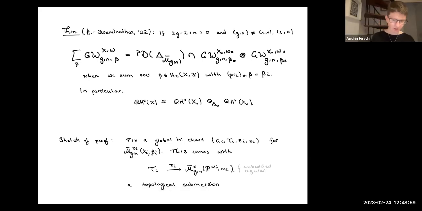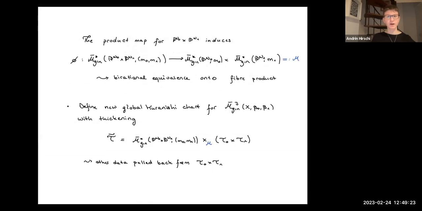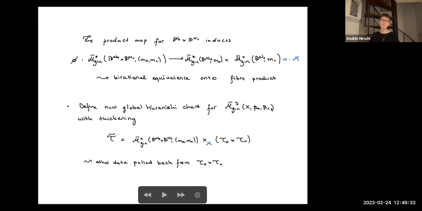So I've mentioned before that if you fix a global Kuranishi chart, as I've constructed before for you, it comes equipped with a topological submersion to this nice moduli space of embedded regular maps into projective space. So now we have two of these submersions, one for X0 and one for X1. And we can actually use this together with a different map to build a new global Kuranishi chart for our moduli space into X, this disjoint union of moduli spaces.